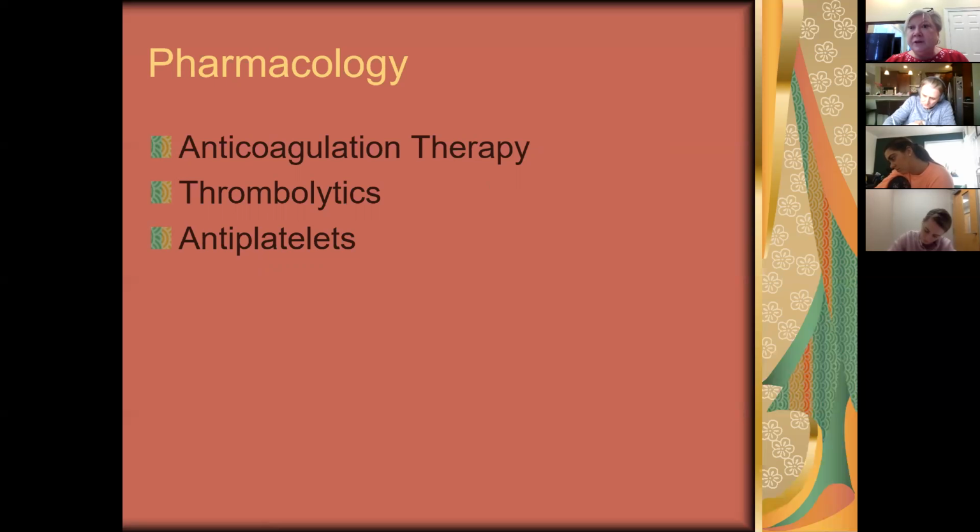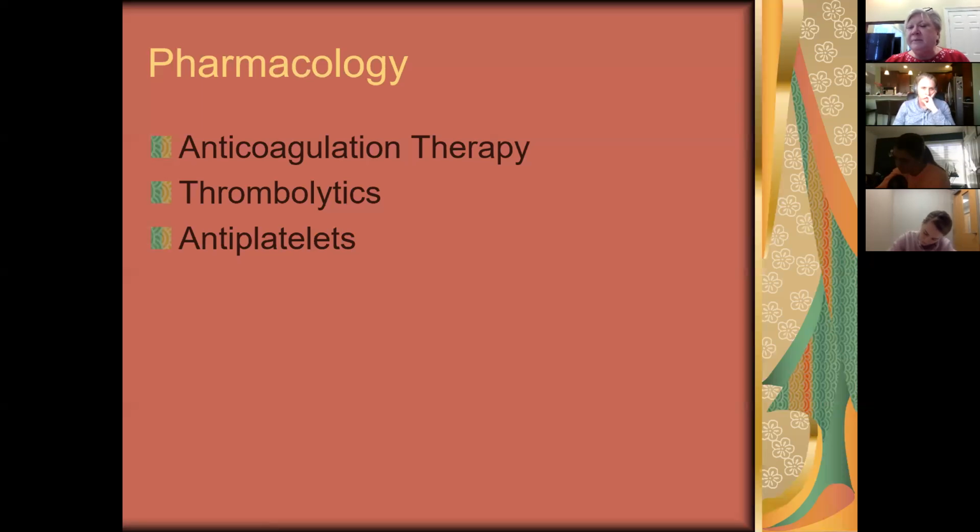If it's a big enough clot and the patient is symptomatic, then they might give them a thrombolytic, such as TPA, streptokinase, urokinase, Retivase, something like that. And Jane will talk about that with clots in the coronary vessels when she talks about heart attacks.